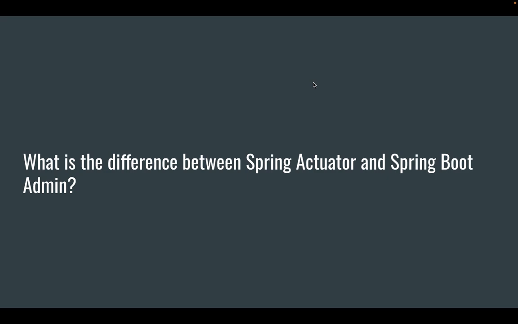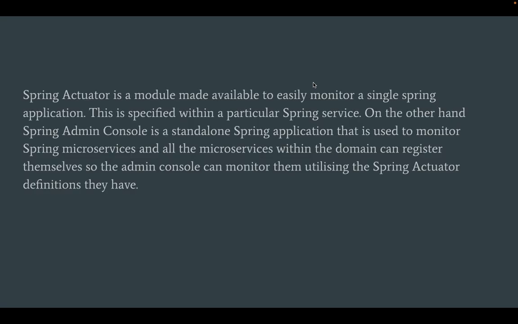So what is the difference between Spring Actuator and Spring Boot Admin? So this is basically quite similar, but you will see in just a few how they differ. So Spring Actuator is a module made available to easily monitor a single Spring application. Pay attention, monitor a single Spring application. So Spring Actuator is embedded within a single Spring microservice. So a Spring Actuator exists within a single Spring application.